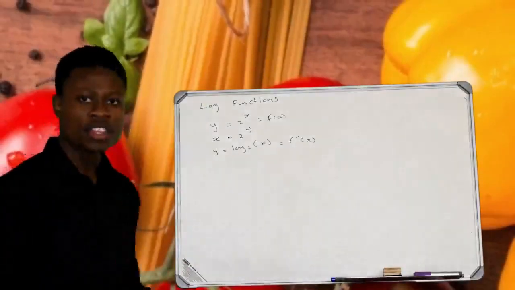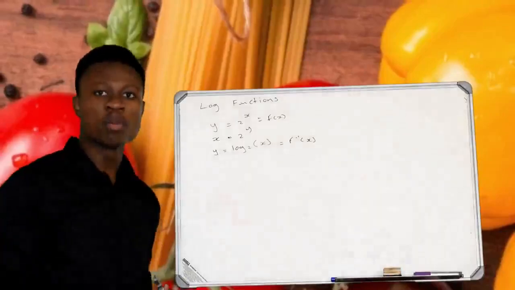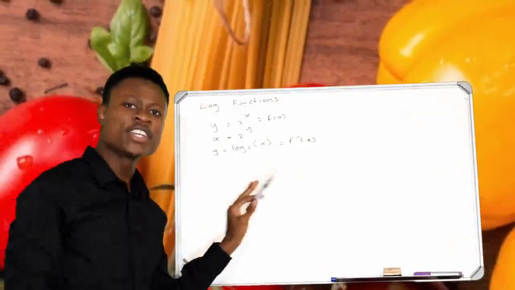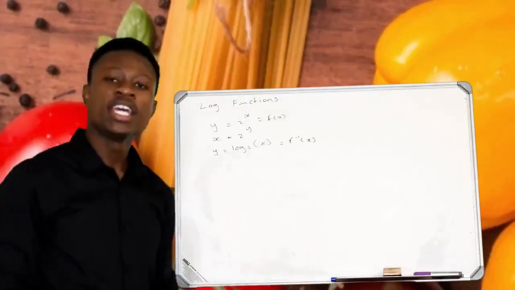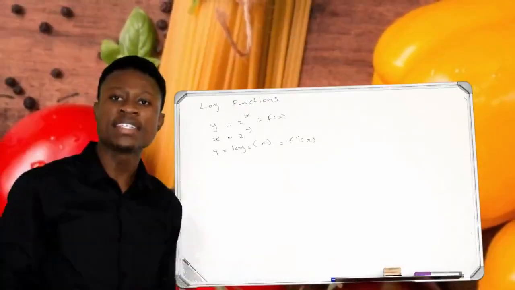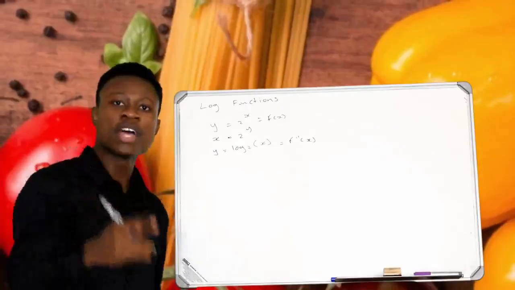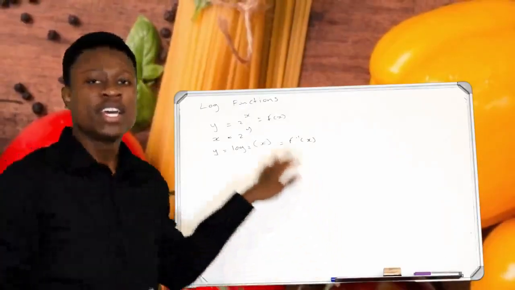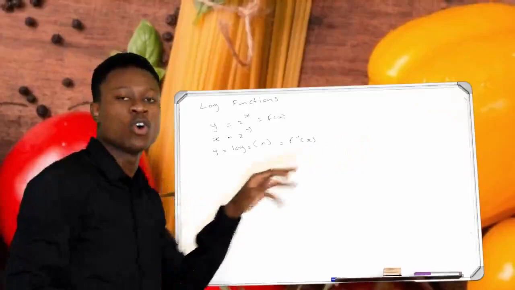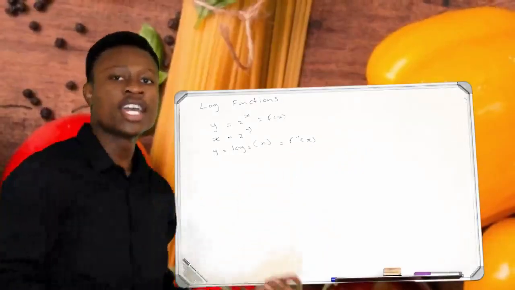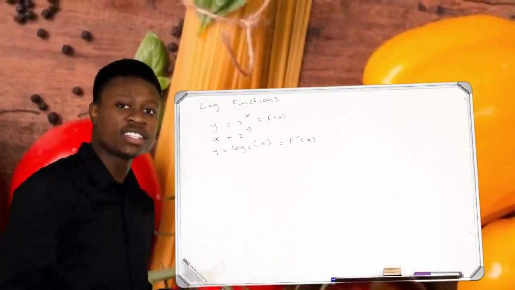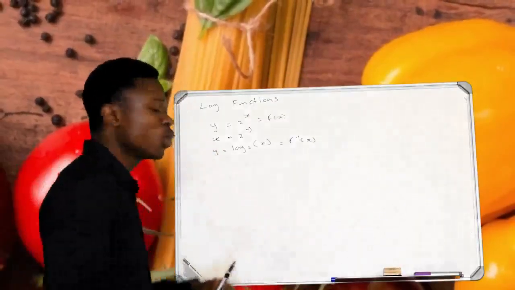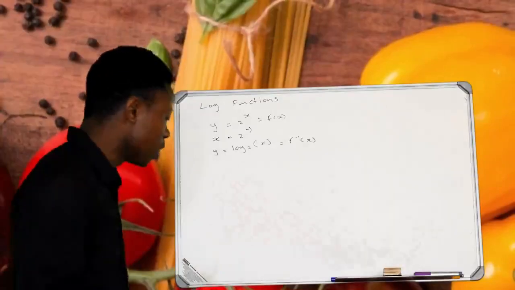One thing you should note about logs is that if there is no base, if they just write log of x, it means that we assume the base is 10. So remember that we assume the base is 10 if they just give you log 5 or log 20 or log xy. We just assume that the base of that log is 10. So let's do another example so that we can see.